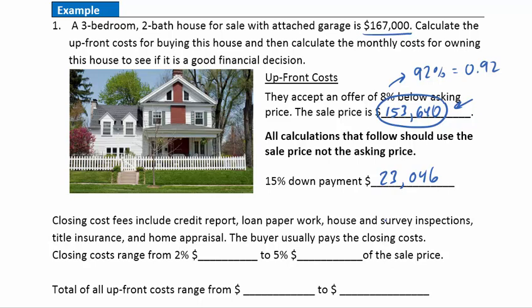The buyer usually pays closing costs. So closing costs range from 2% to 5%. We're going to figure out 2% of our home price. So I'm going to take 153,640 times 0.02, and that's going to give me $3,072.80. And then I'm also going to do 5%. So 153,640 times 0.05 is going to give us $7,682.